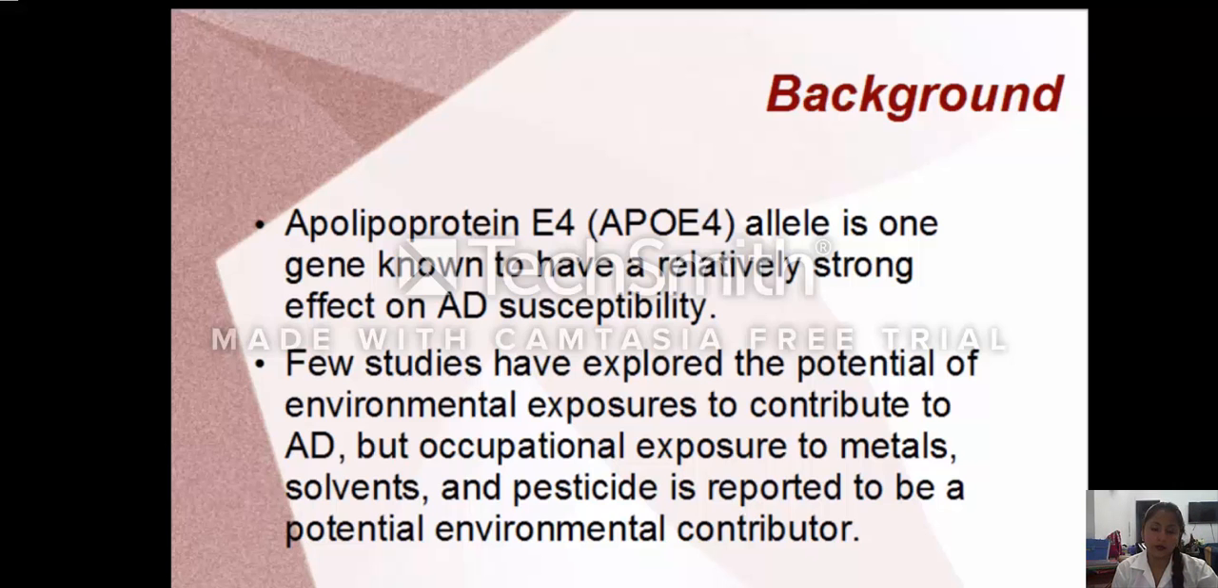Few studies have explored the potential of environmental exposures to contribute to Alzheimer's disease, but occupational exposures to metals, solvents, and pesticides are reported to be potential environmental contributors. In this particular study, the authors evaluated the association between serum DDE, which is basically DDT, serum DDT levels, Alzheimer's, and mini mental status examination, which is a score for assessing cognitive function in folks with Alzheimer's.